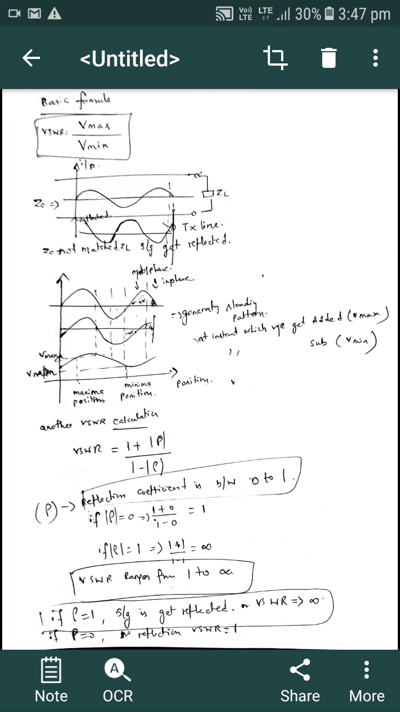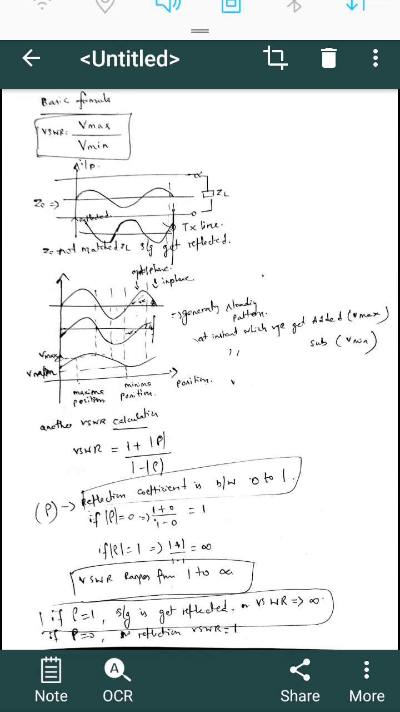If the rho value is 0, then there is no reflection of the signal. Depending upon the rho value only, we are giving the justification that a rho value of 1 means there is 100% signal reflection, and a rho value of 0 means no reflection. So VSWR is known based on the VSWR formula with respect to the reflection coefficient.